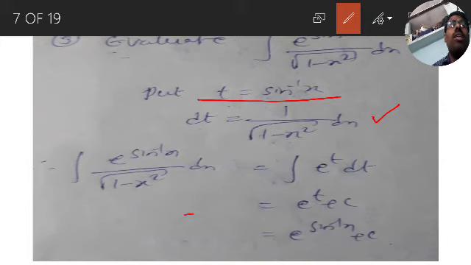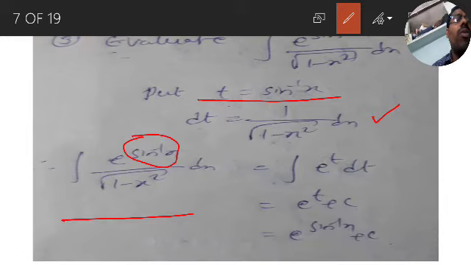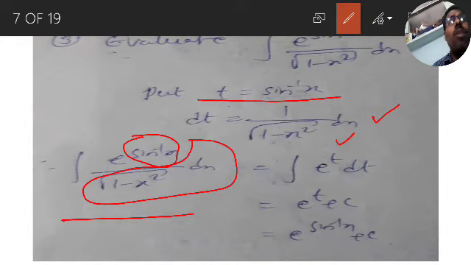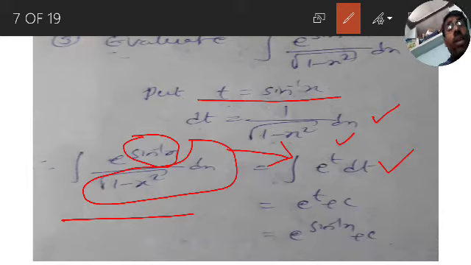Now substitute all these in the given integral. Therefore, integration of e power of sine inverse x by square root of 1 minus x square into dx. In place of sine inverse x, you have to put t. In place of 1 by square root of 1 minus x square into dx, you have to write dt. Then it is integration of e power of t into dt. The unknown one is converted into a known integral.